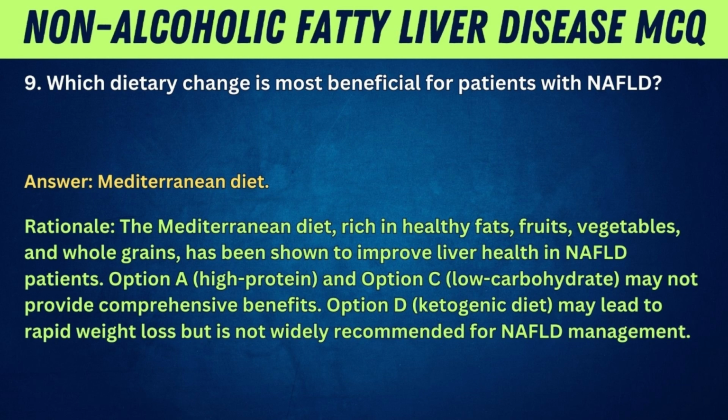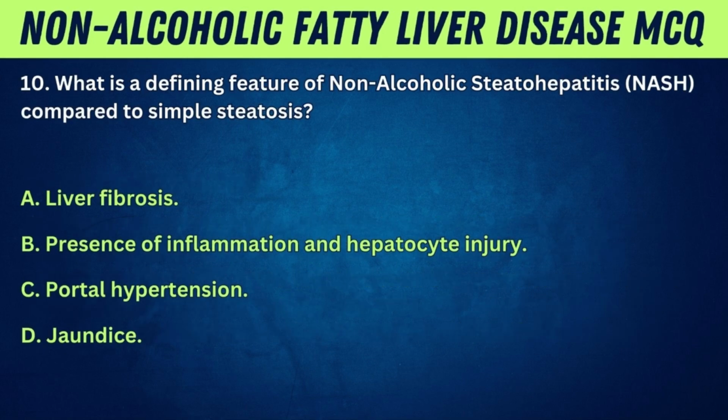Option A, high protein, and Option C, low carbohydrate, may not provide comprehensive benefits. Option D, ketogenic diet, may lead to rapid weight loss, but is not widely recommended for NAFLD management. 10. What is a defining feature of non-alcoholic steatohepatitis, NASH, compared to simple steatosis? A.